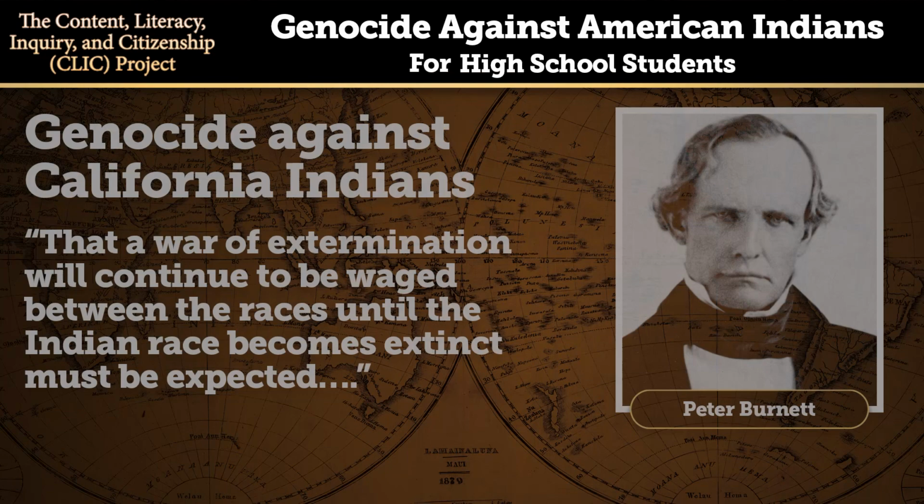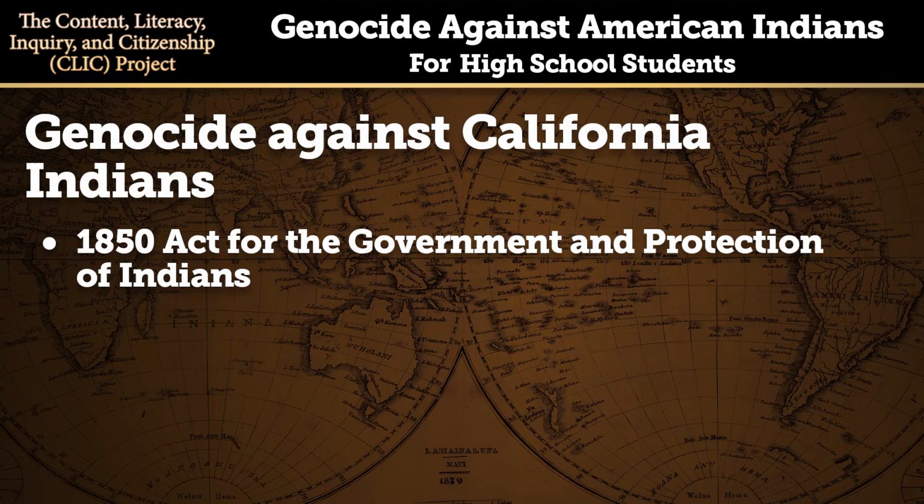Burnett established the 1850 Act for the Government and Protection of Indians, which facilitated removing California Indians from their traditional lands, separating at least a generation of children and adults from their families, languages, and cultures. Many of these children were separated for the purpose of assimilating them into Western society.